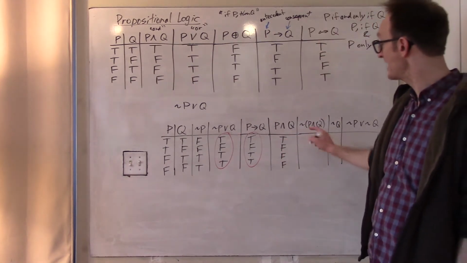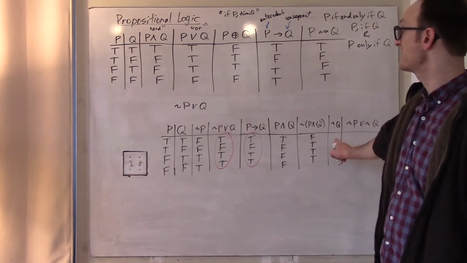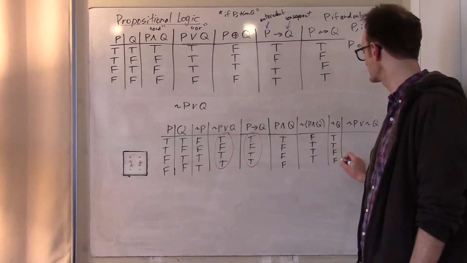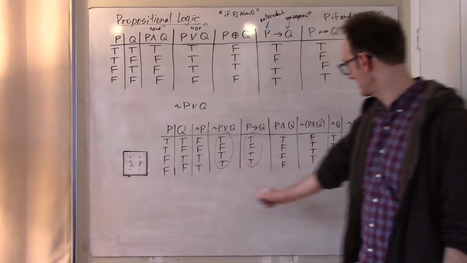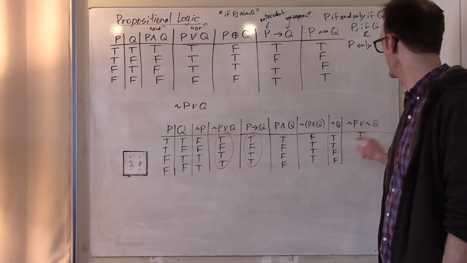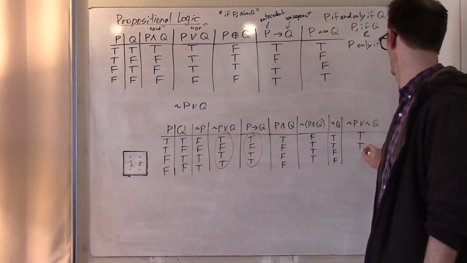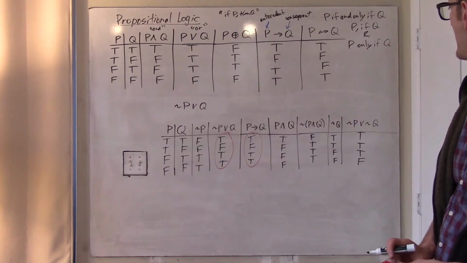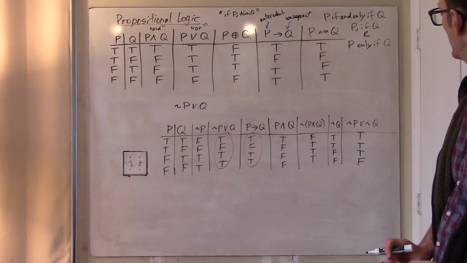What can I say about the negation of that? Well, it's going to be false, true, true, true. What can I say about not Q? And what can I say about not P or not Q? Now I need to focus my attention on this column and this column, and I'm ORing them together. Haha, I have discovered something. What have I done?